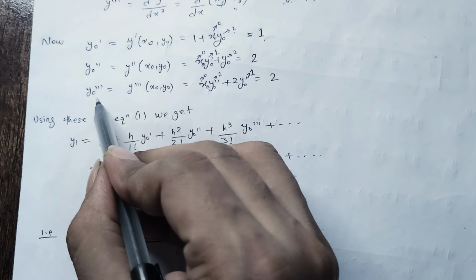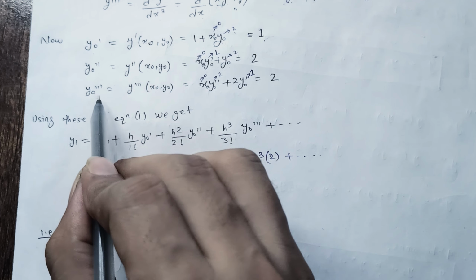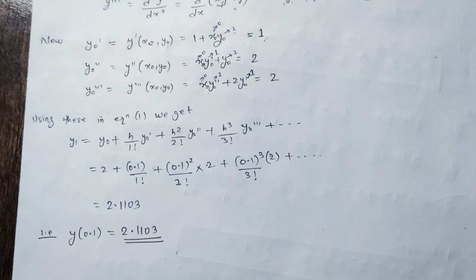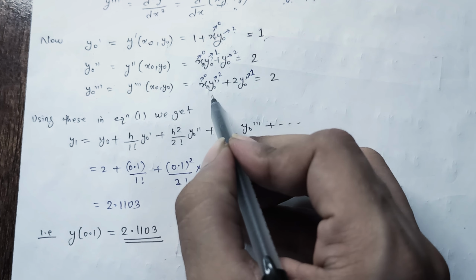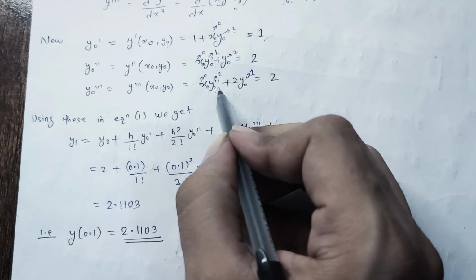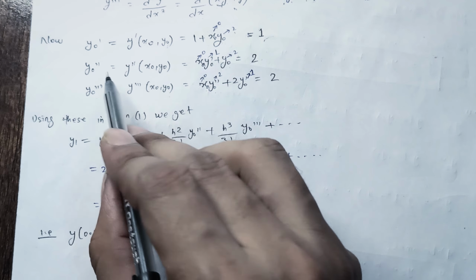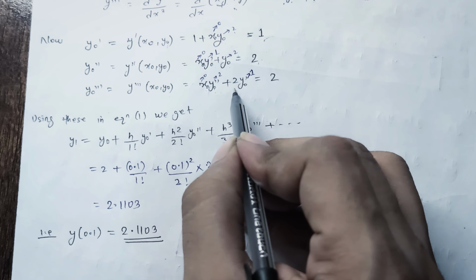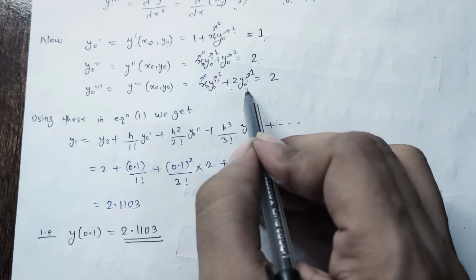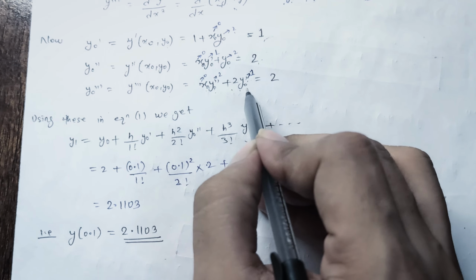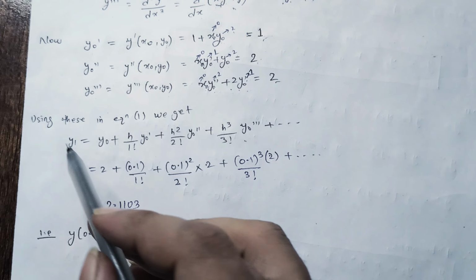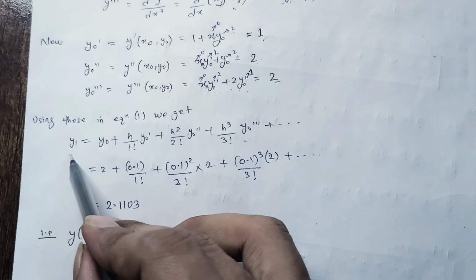The same in the third term, y0''' = x0y0'' + 2y0'. So x0 is already 0, and y0'' equals 2 here, plus 2y0'. y0' is equal to 1 here, so 2 into 1 will be 2. So after evaluating all this, we are going to use these values in the above Taylor's algorithm.